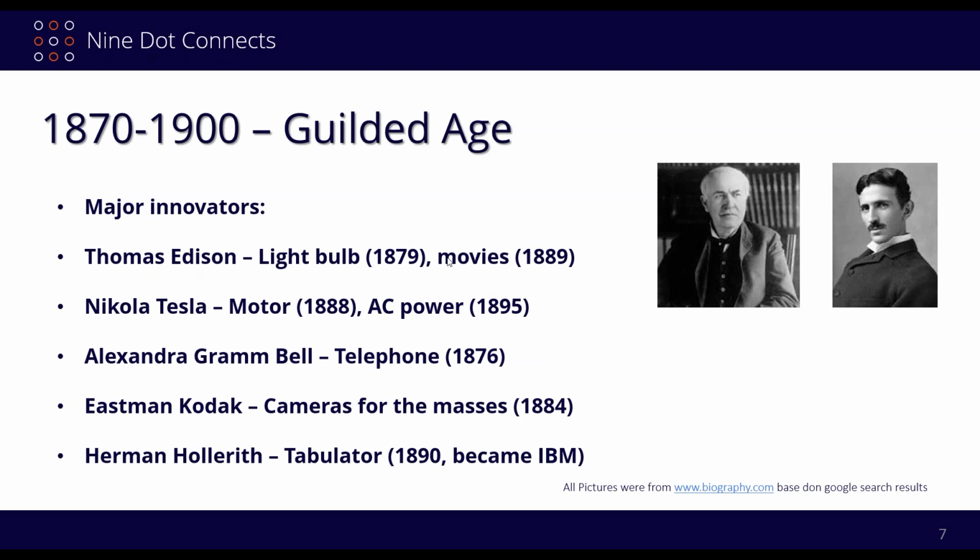He has hundreds of patents to his name. His arch enemy and rival, Nikola Tesla, was credited for the motor and also for AC power. So just a little side story to give you about these two guys is that Nikola Tesla came over to the United States. He got a job with Thomas Edison and worked for Thomas Edison for about a year.